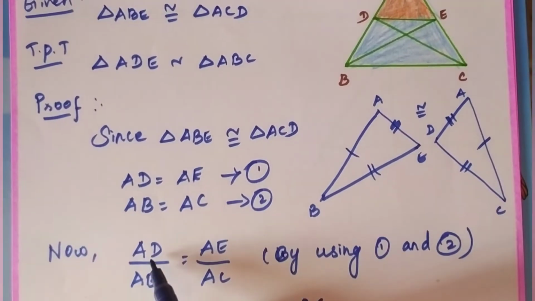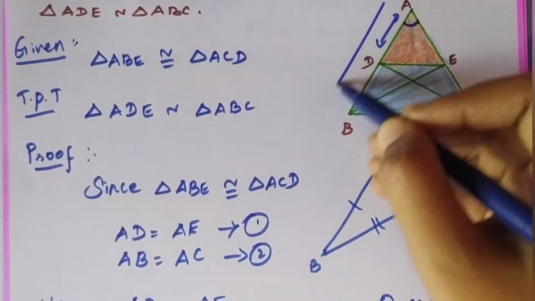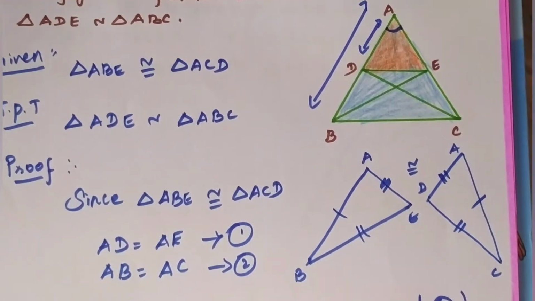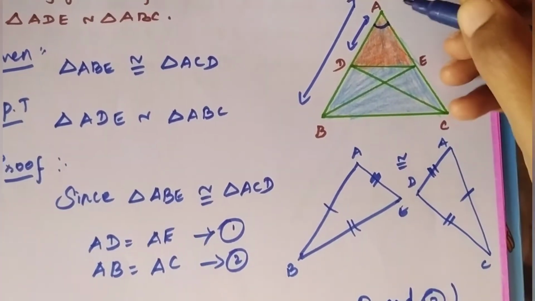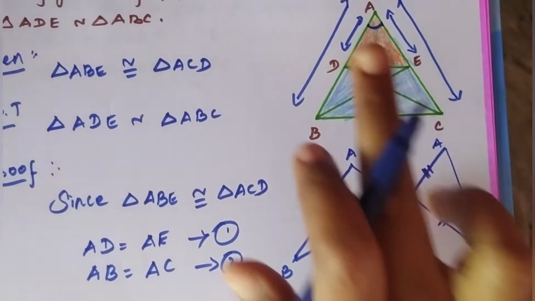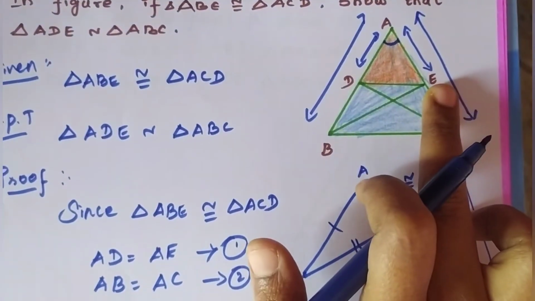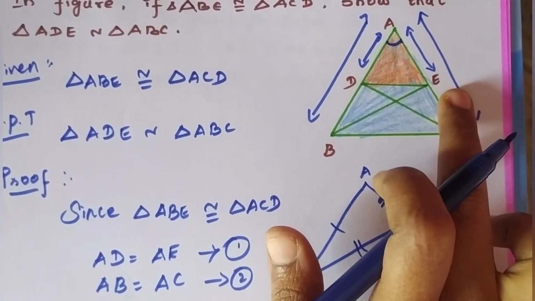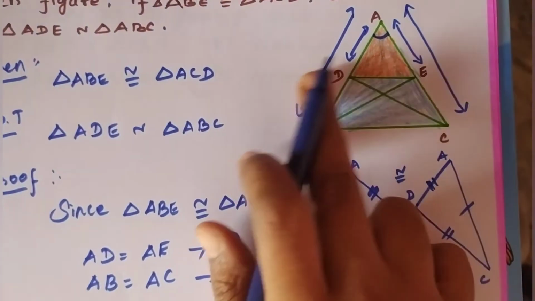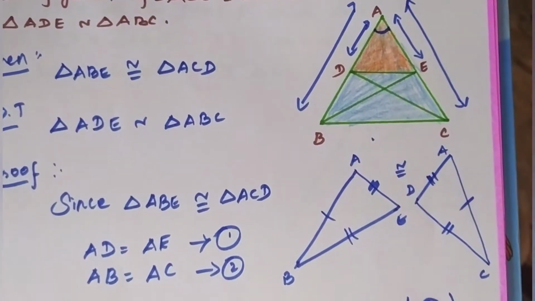And then AD, just now we proved, AD divided by AB, this side, and another thing, AE divided by AC. The corresponding sides are in the same ratio. We proved that the two sides are in the same ratio and one included angle is equal. Clear? Two corresponding sides are in the same ratio and one included angle is equal.